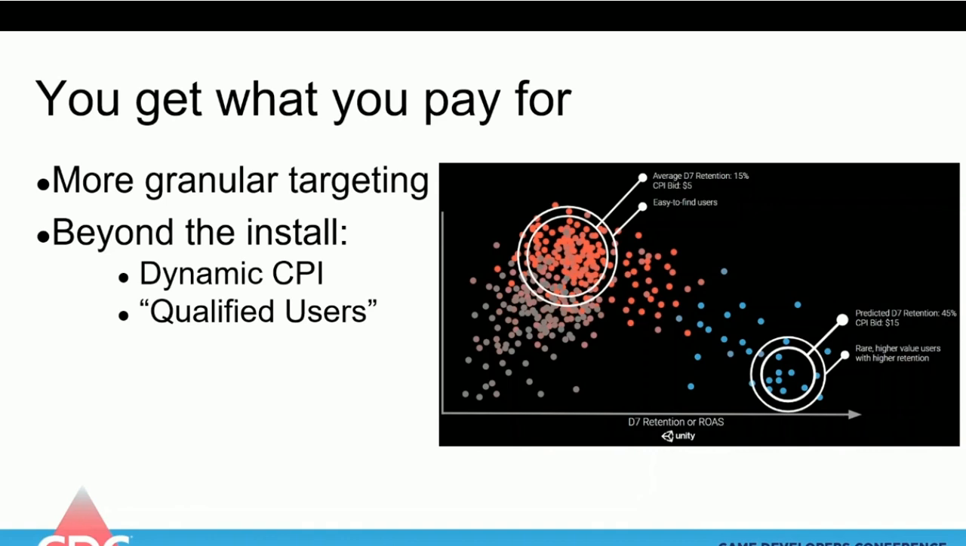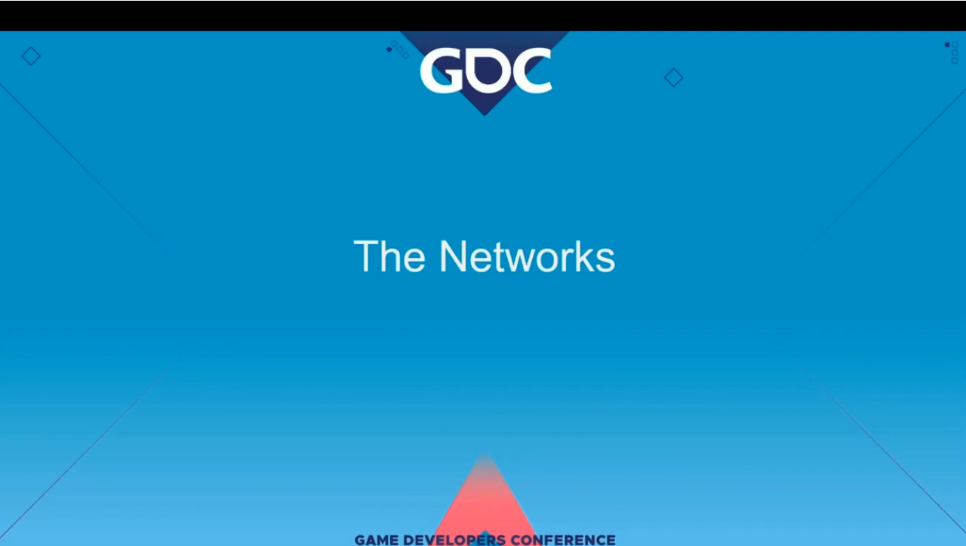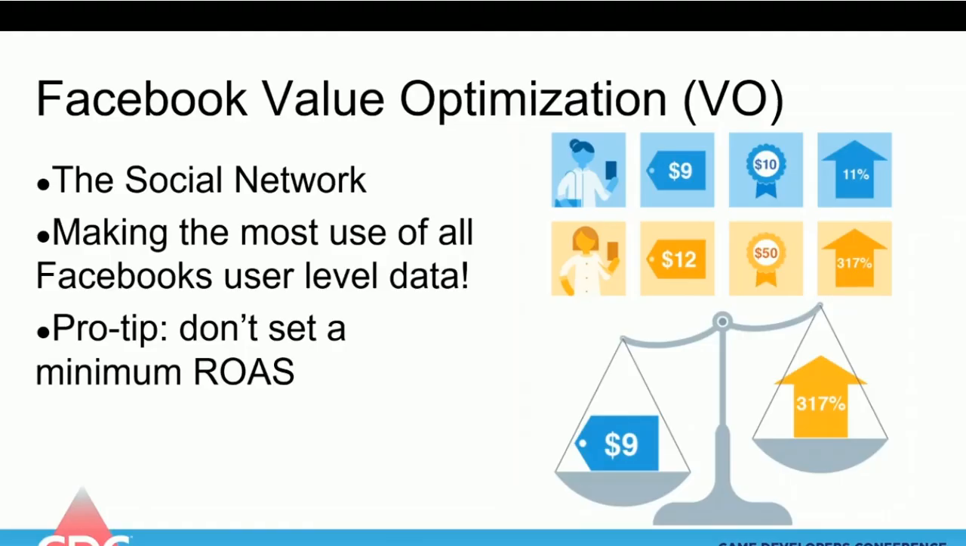Many networks now offer a variety of different options beyond the standard flat CPI bidding, where your bid is dynamic. So you'll pay more for users who are likely to be high quality, and you'll pay less for users who are likely to be low quality. So let's jump in on a few of those networks and talk about some of the different bidding options available that can bring in more volume and higher returns.